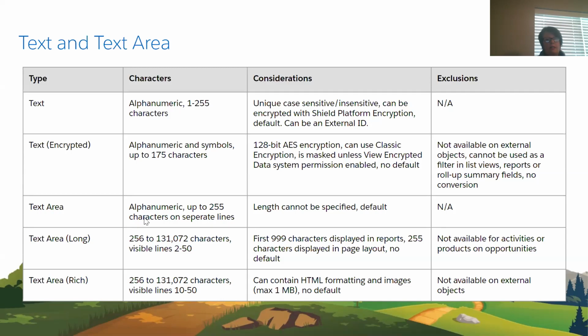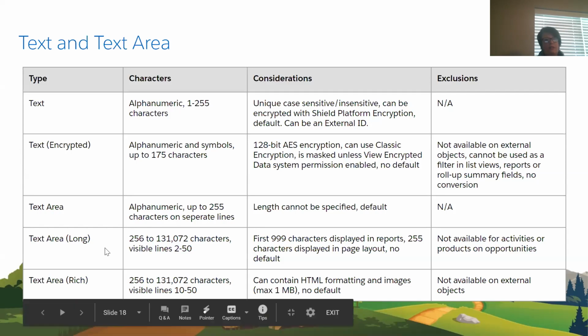Your text area is when you want to not have run-on text in your field, when you want to be able to break it up and include line breaks, and it can be up to 255 characters. Your text area long is 256 characters to over 100,000 characters. And your visible lines in your layout, you can have 2 to 50, and you select that when you set up your custom field.